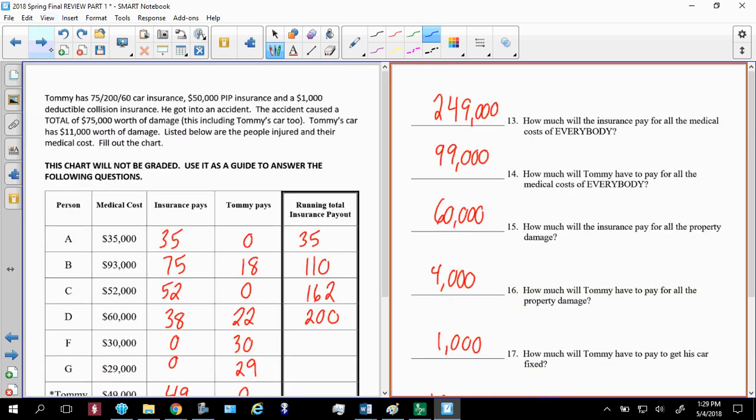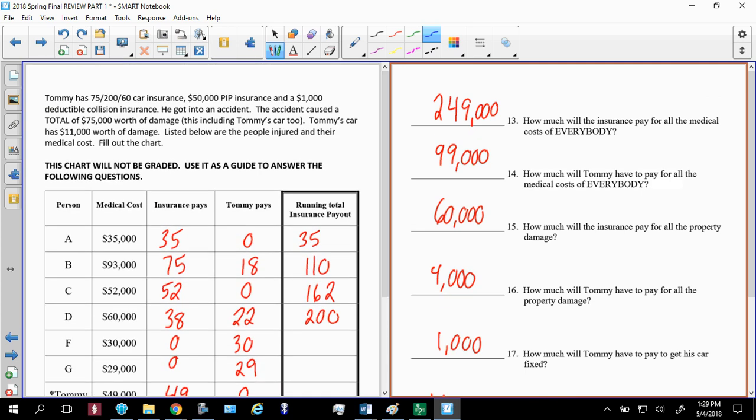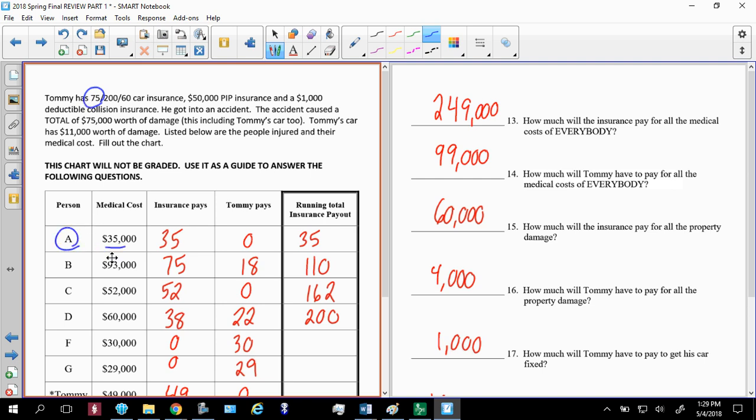All right. So now it's time to figure out insurance. Now, if you remember, these first three numbers, 75, represents how much money the insurance will pay for someone's injury. So like look at person A. They only needed 35,000. Well, 35,000 is much less than 75, so the insurance is going to pay all of the 35,000. Now remember, this is the running total. This is how much the insurance has paid.